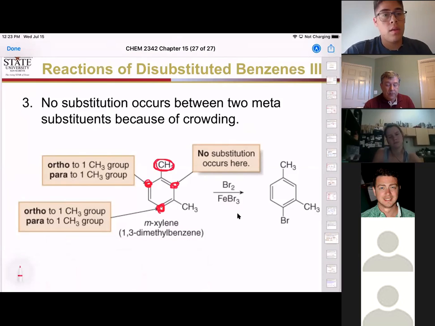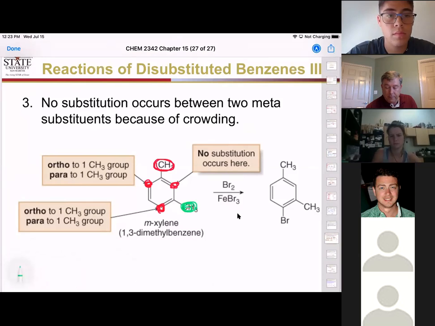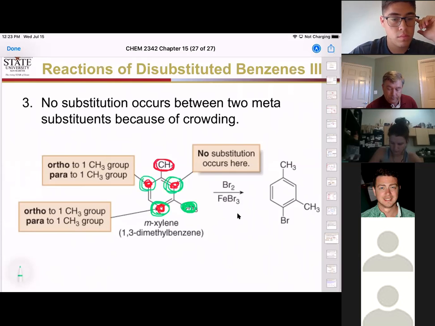Okay? So let's look at the other methyl group. Let's look at this green methyl group now. That green methyl group is promoting ortho-para as well. So the green methyl group is promoting here, here, and here.